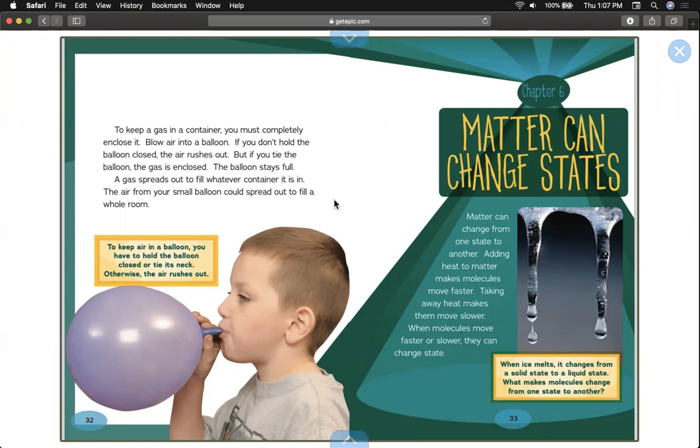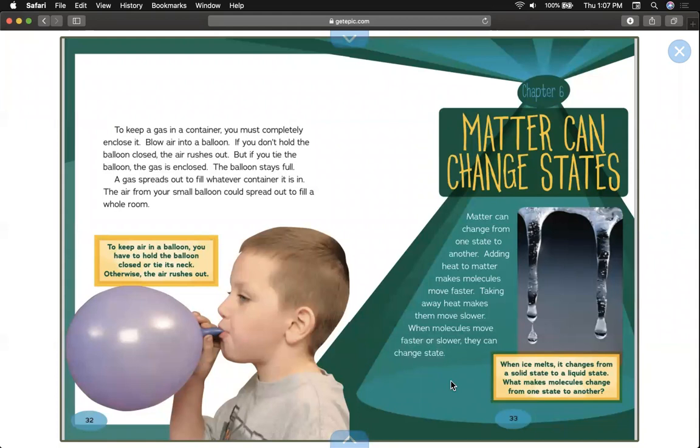All right, so now let's look at chapter 6. Matter can change states. Matter can change from one state to another. Adding heat to matter makes molecules move faster. Taking away heat makes them move slower. When molecules move faster or slower, they can change their state.